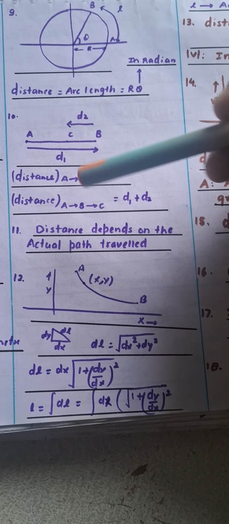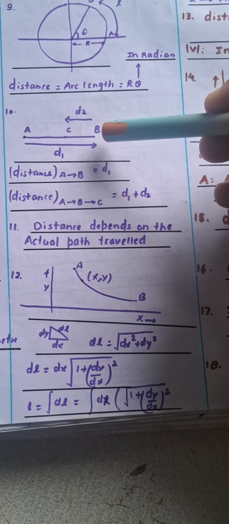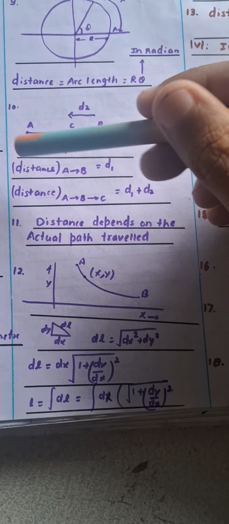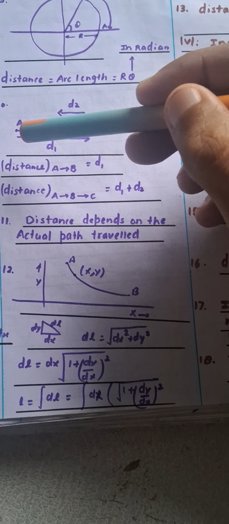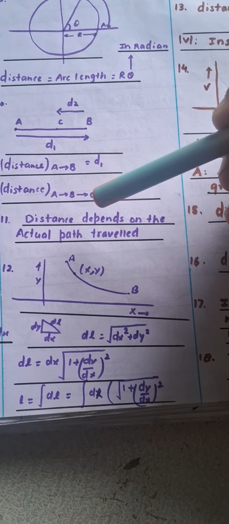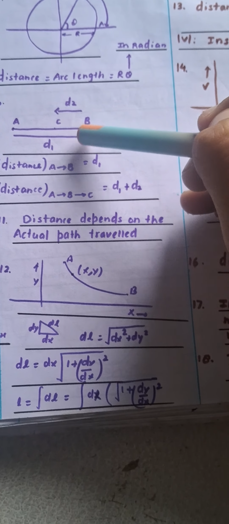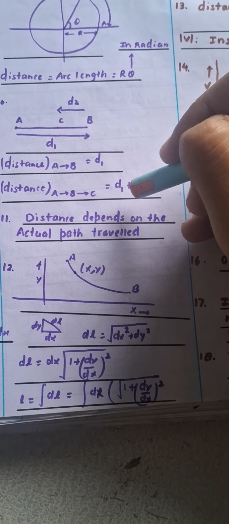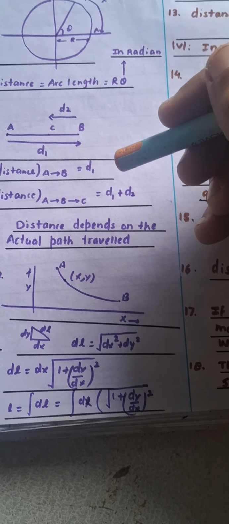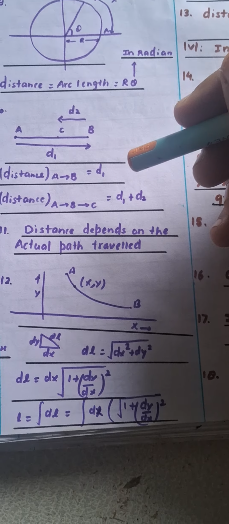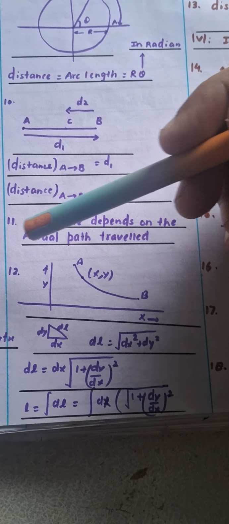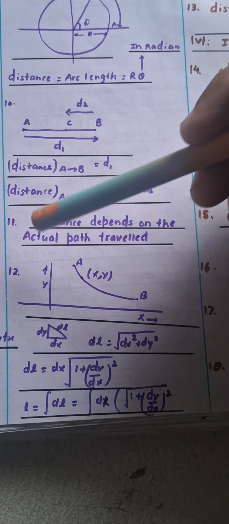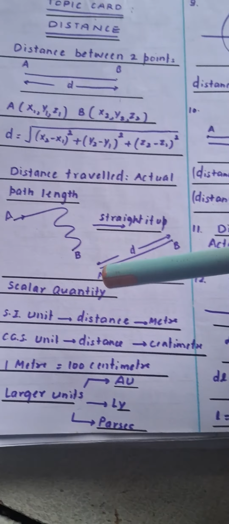Now the 10th point is, suppose a particle moves from A to B, then from B to C. So the distance traveled from A to B is d1, and the distance traveled during A to B to C, first it moves from A to B, then from B to C, is d1 plus d2. So the point here is that distance always gets added up. So this is how we can find the distance. Next point is distance depends on the actual path traveled, as we have already discussed in this particular case.